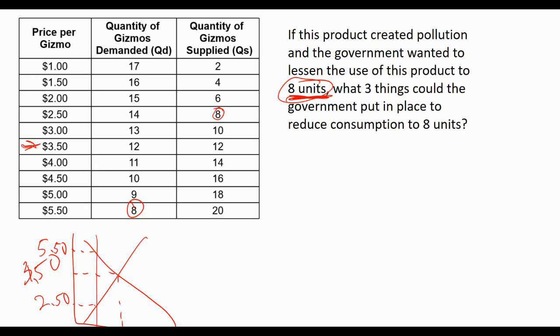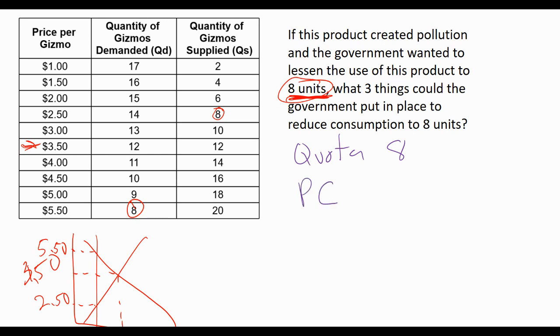So that would be a quota. Okay, a quota. All right, in red would be quota. Now, what else could the government do? Let's check. So they could put a quota, right? Quota at 8 units.